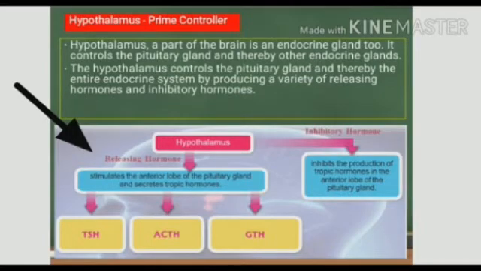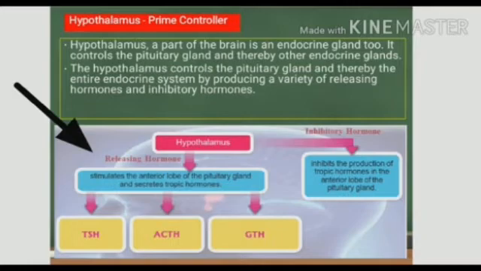So, the hypothalamus is the part of the brain that acts like an endocrine gland. It controls many endocrine glands. So, it is called the prime controller. Why is the hypothalamus called the prime controller? Because the hypothalamus secretes releasing hormone. That releasing hormone reaches the anterior lobe of the pituitary gland. The anterior lobe of the pituitary gland secretes tropic hormone. Tropic hormone controls the many endocrine glands. So, the hypothalamus is said to be a prime controller.